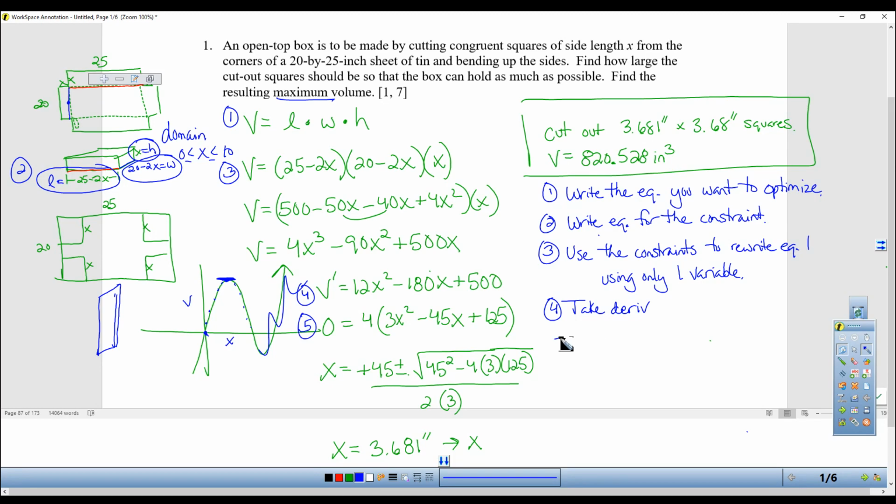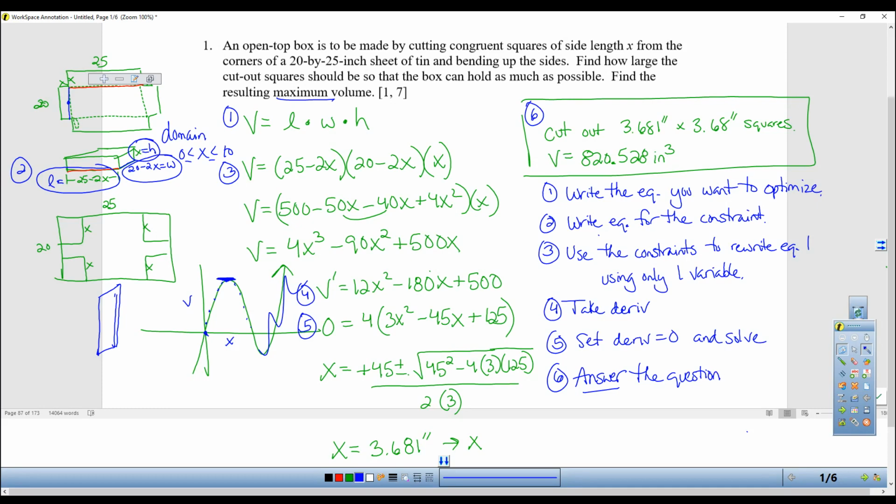Step 5 is you're going to set the derivative equal to 0 and solve. And step 6, as funny as it sounds, answer the question. Sometimes people stop down here. This is not step 6. You have to go back and see what they wanted. They wanted to know how large should the cutout squares be and what is the resulting maximum volume. So make sure you actually look back and answer the question.